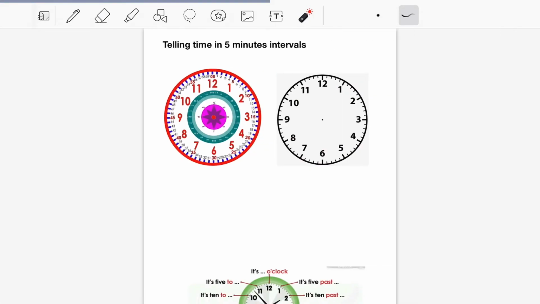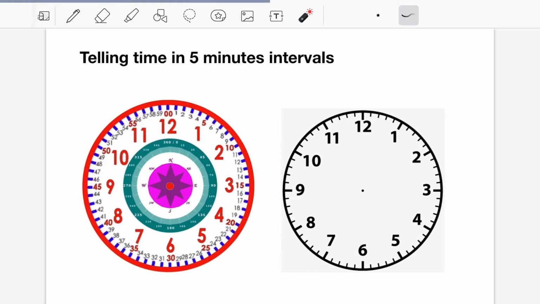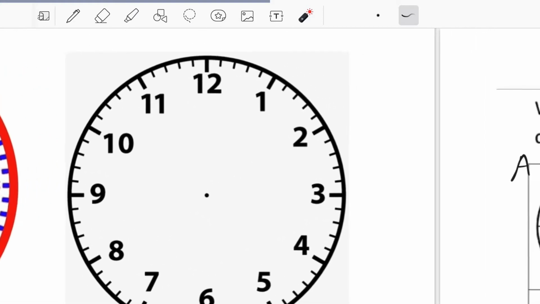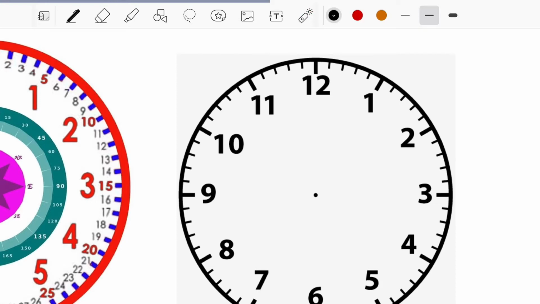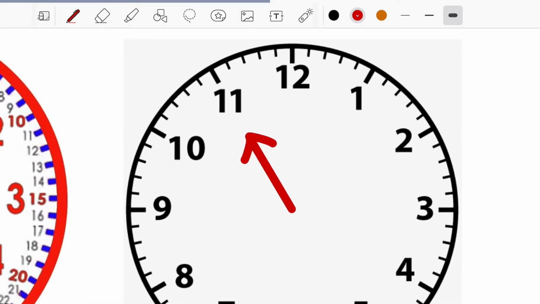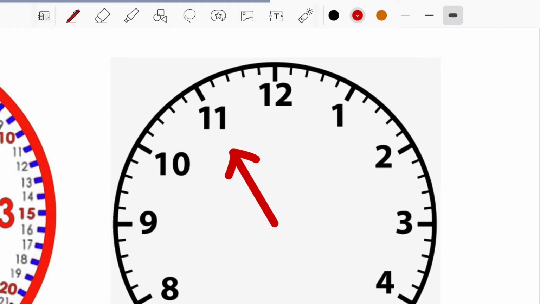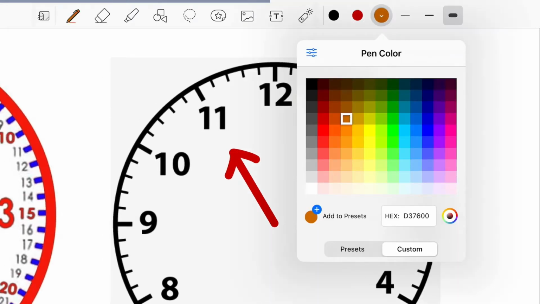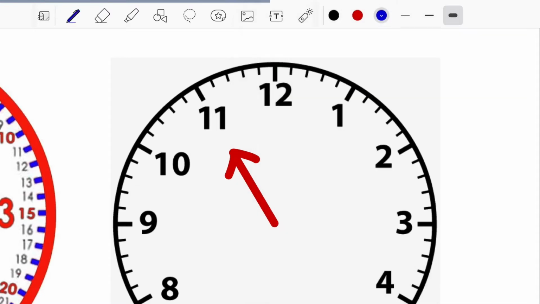So let's talk about telling the time. We will talk about telling the time in 5-minute intervals. So I will now draw in the hour hand. And I will now draw in the minutes hand. So the hour hand is red and the minutes hand is blue.